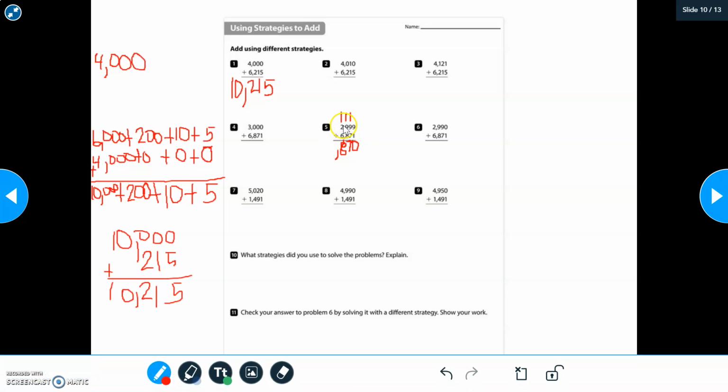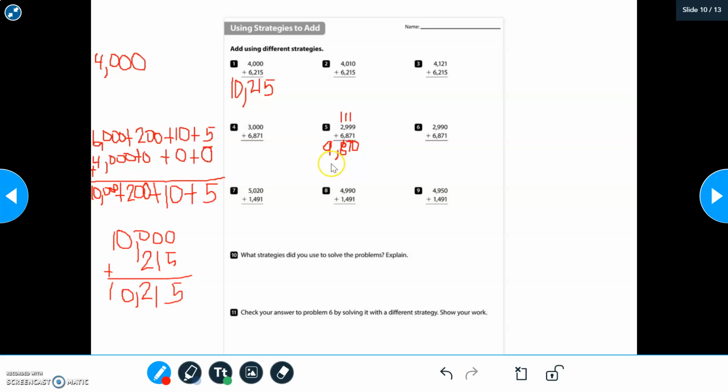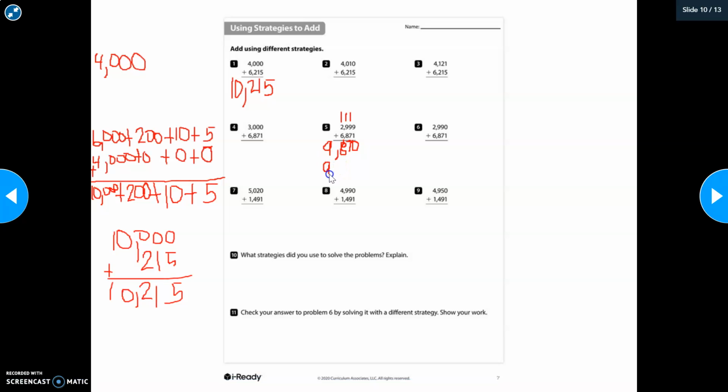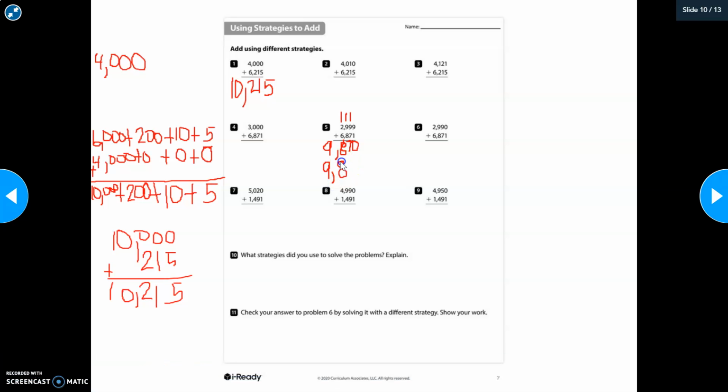Now, 1 plus 2 is 3. 3 plus 6 is 9. So my final answer is going to be 9,000. And I want to rewrite it so it'll look a little more legible. 9,870.